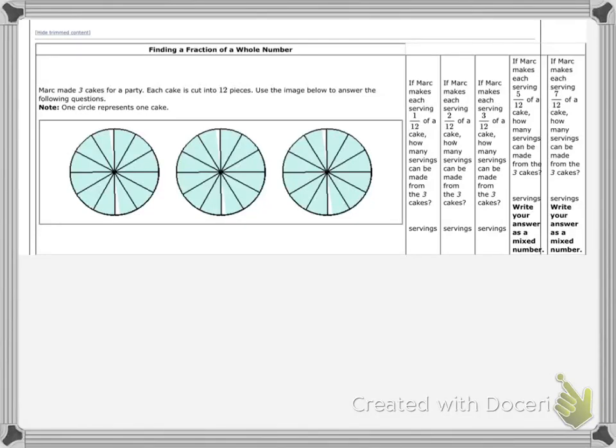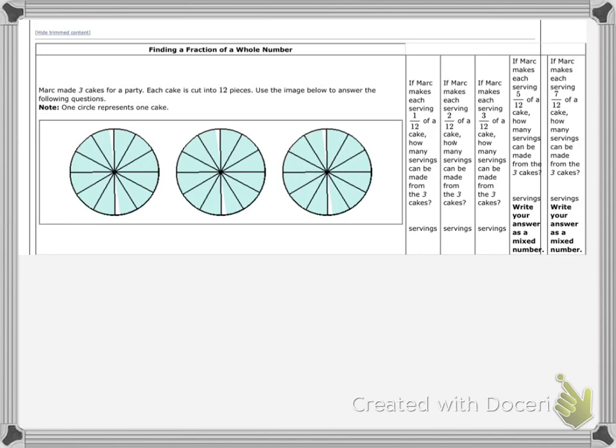Several of us had questions on problem number 19 from the Unit 5 homework. So this video should help you be able to answer this problem. Mark made 3 cakes for a party. Each cake is cut into 12 pieces. We're using the image below to answer the following questions.